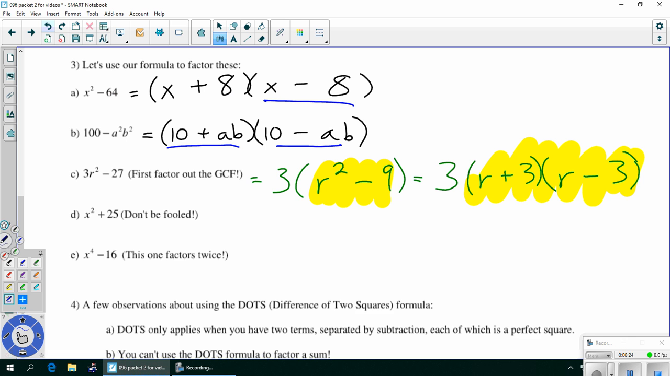Part D, x squared plus 25. Is it two terms? Yes. Are they both perfect squares? Yes. Is it subtraction? No. So this one is not a difference of two squares formula. The greatest common factor is just 1. There's nothing to do here. 2 by 2 box isn't going to go anywhere. This one can't be factored.